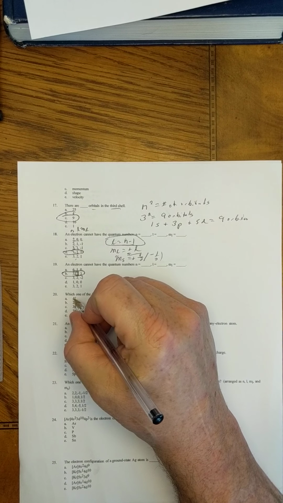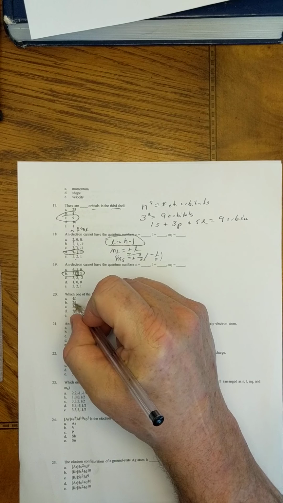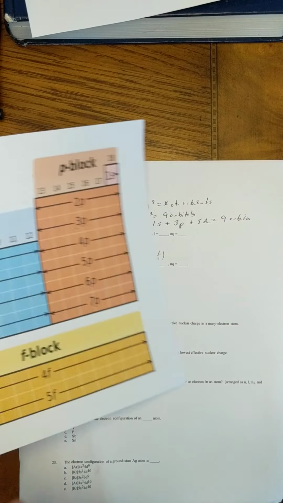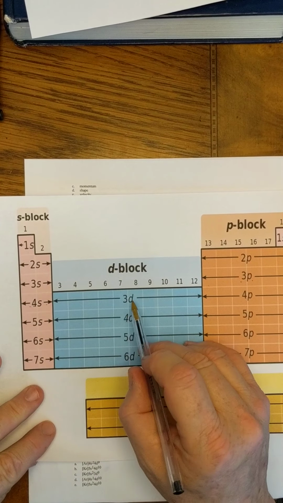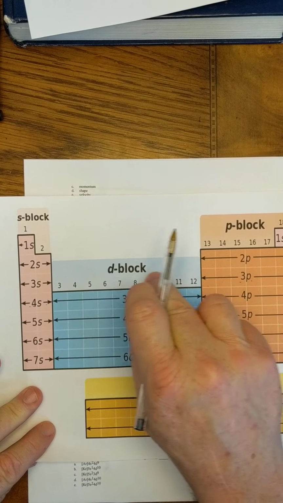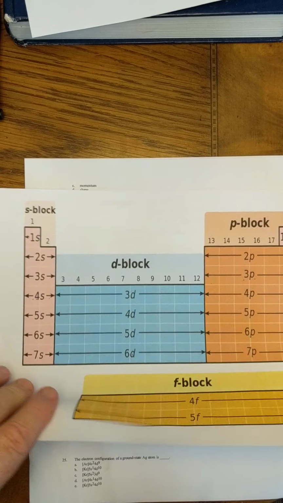Which one is an incorrect subshell? There are 4 f's at 4. At level 2, there are no d's. So the answer is B. That is to say, here's my d's. They start at 3. You don't see any d's at level 2. There's a hole in the chart right there.